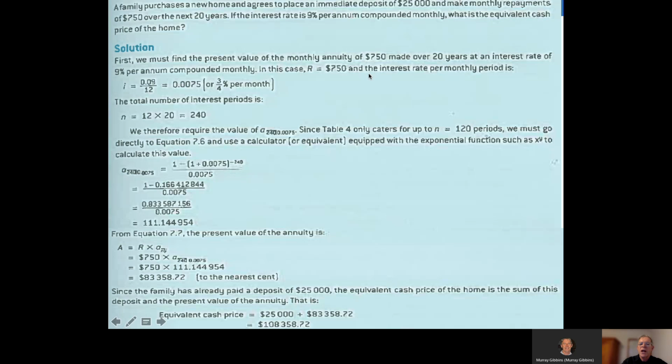So we'll go second function alpha 0, 0. We'll key in 750 as my payment. It's monthly payment, so it's 20 times 12, 240. And the rate is 9% per annum. So we'll go 9 divided by 12 equals, we'll get 0.75, and we'll press the I/Y key then. 0.75 goes in as I/Y. Once we've got those 3 variables in, compute PV, and the answer you should get on your calculator, 83,358.72. Add the 2 together, and that is the total value of the house, perhaps 108,358.72.